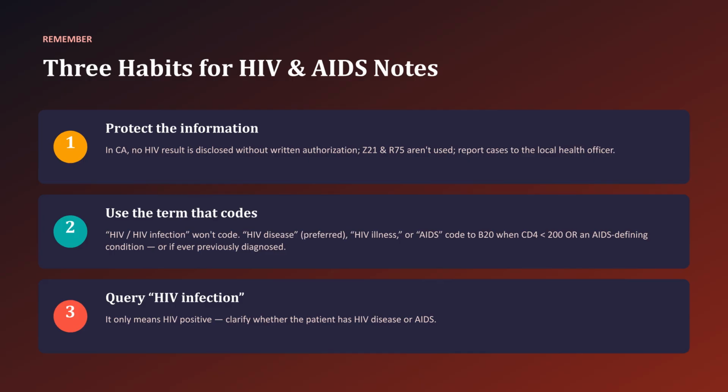Remember these three habits: protect information per California law, use the specific terms that code to B20, and always query the vague phrase, HIV infection. Following these steps ensures your documentation remains both compliant and accurate.